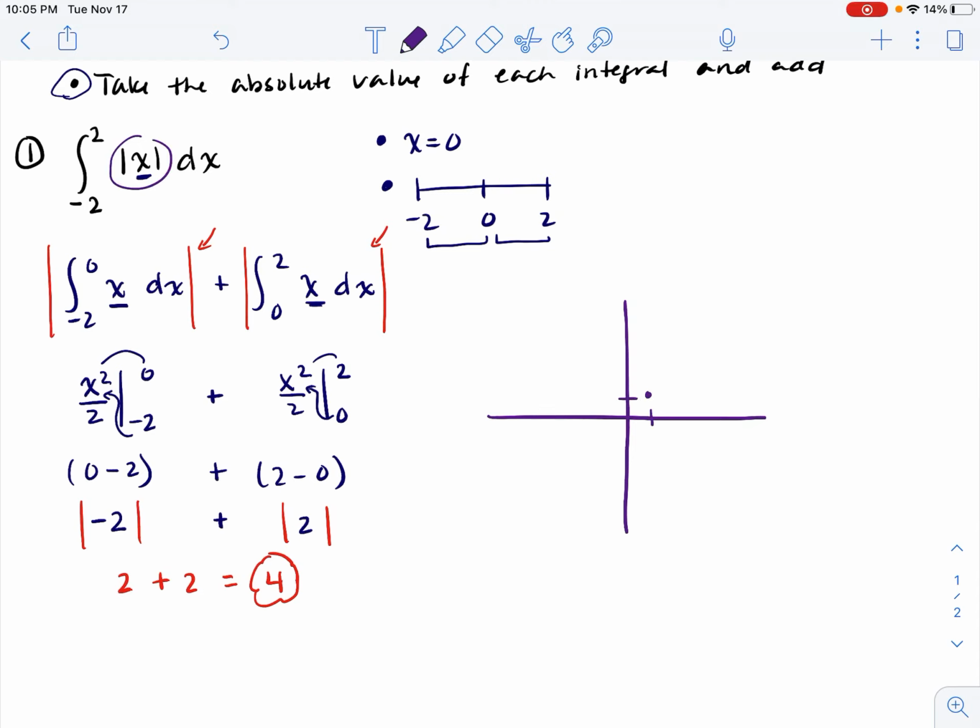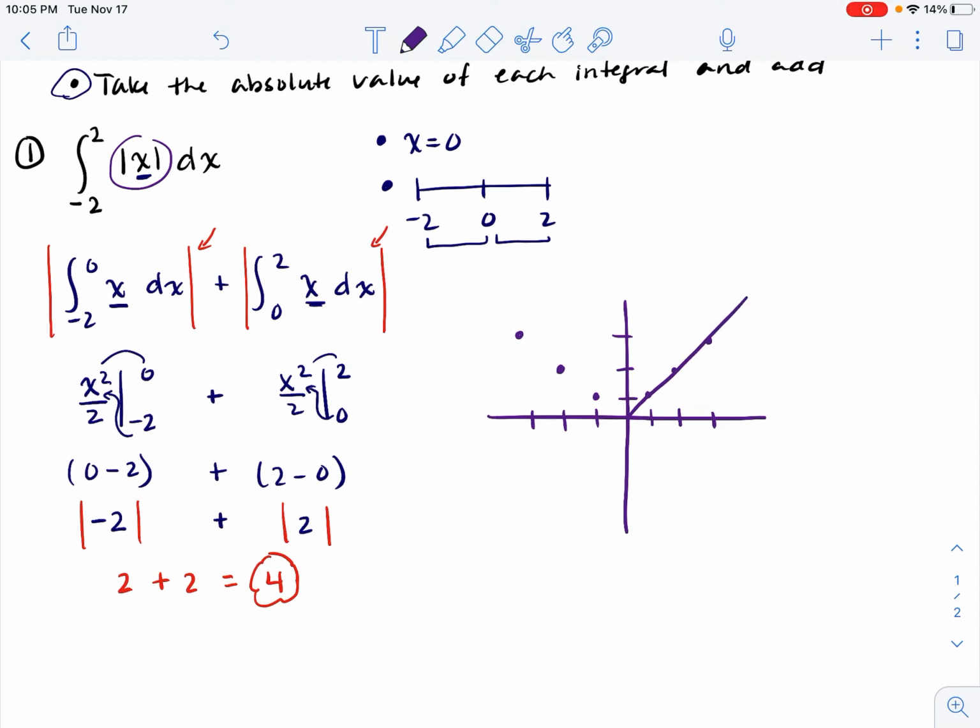When x equals 1, y equals 1. When x equals 2, y equals 2. X equals 3, y equals 3, right? And same thing on the other side. If x equals -1, the absolute value of -1 is 1. When x equals -2, the absolute value of -2 is 2, and so on and so forth, right?